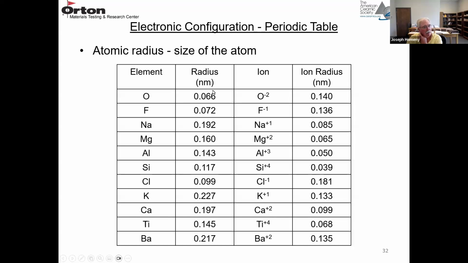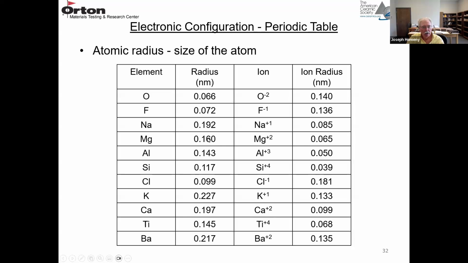So here's how they change. Oxygen, for example, when it's neutral, its radius is 0.066 nanometers. And then when it gains 2 electrons, it gets bigger. So it's O minus 2, and it becomes 0.14 nanometers. So it becomes larger.